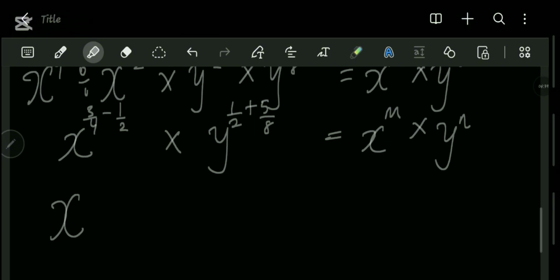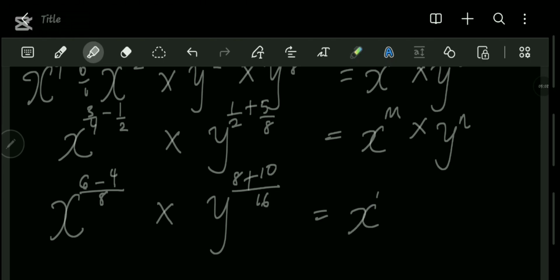From here, we can see it's a like fraction, right? So I'm going to use the method I use. 3 multiplies 2 to give us 6, and 4 multiplies 1 to give us 4. Divided by 4 multiplies 2 to give us 8 multiplied by y, and then this is also an unlike fraction, so the same principle applies. 8 times 1 giving us 8 plus 2 times 5 giving us 10 over 2 times 8 giving us 16, and that's equal to x raised to m times y raised to n.